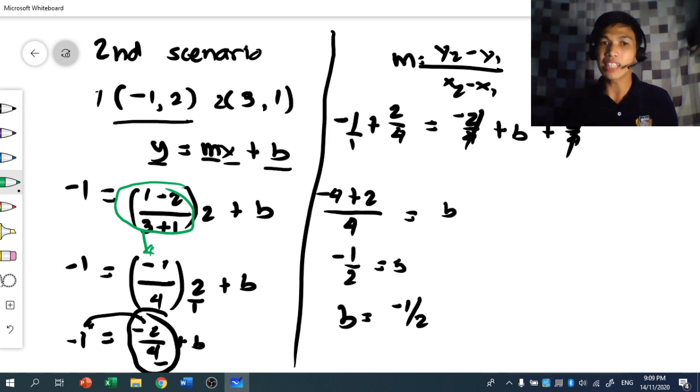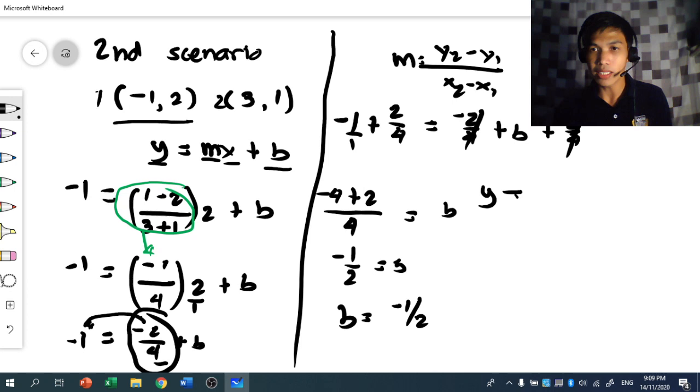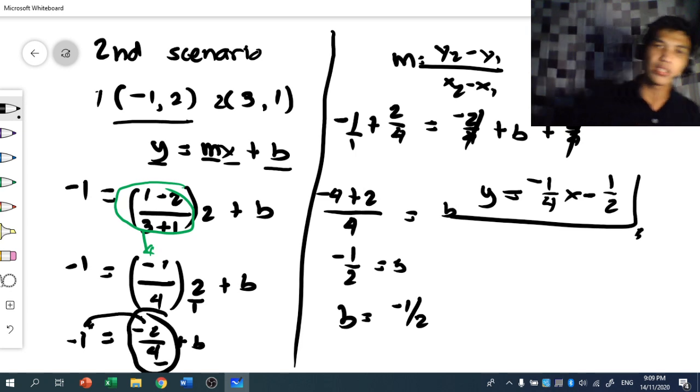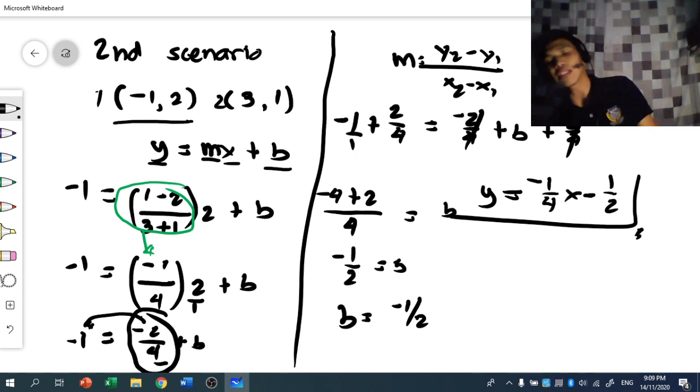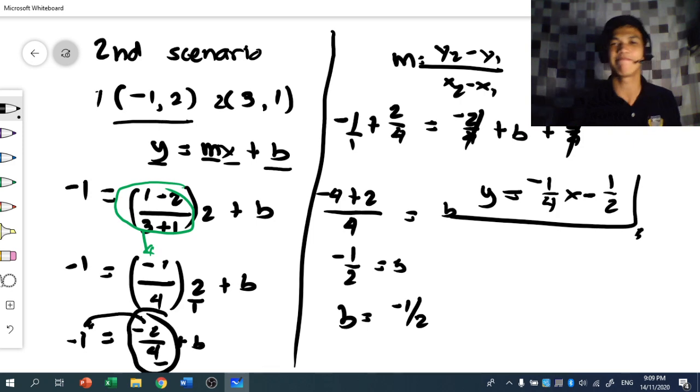So, let's now substitute. So it will become y is equal to m, which is -1 over 4 x plus the value of b. So, palitan ko na lang to, gawin ko na lang tong negative. So that will become minus 1/2. And that is the slope of the line using two sets of ordered pairs.